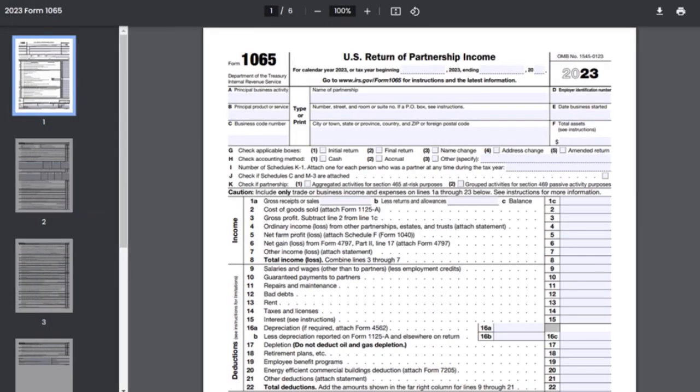Now let's talk about Form 1065. When we talk about partnership, there are tax forms you need to be aware of. The first form is Form 1065. As I said before, this is not a form where you pay your income taxes. This is an information return, so it's an informational return.